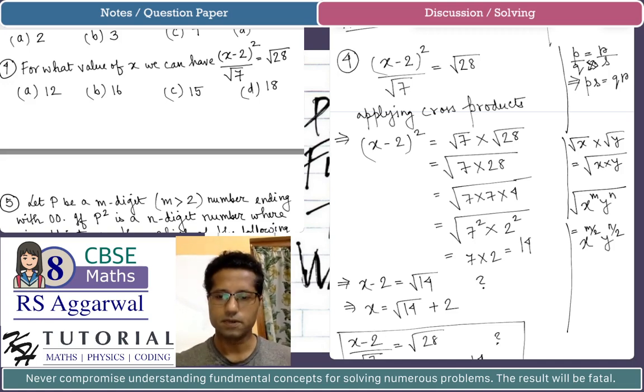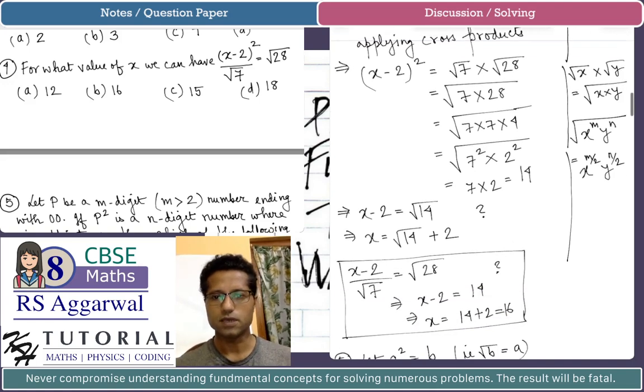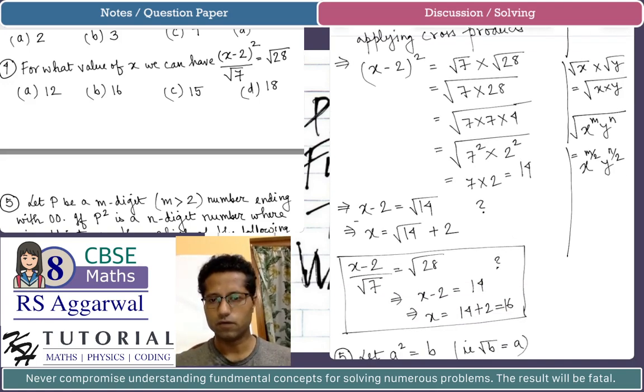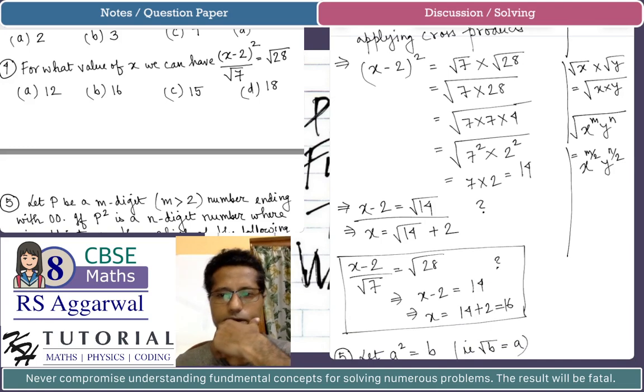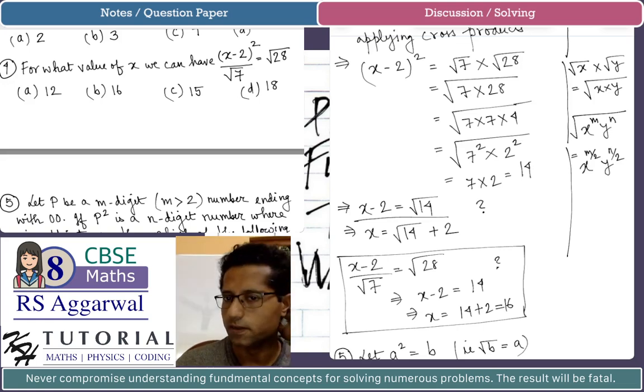So x minus 2 will be square root of 14. This is correct. But 14 is not a perfect square number. But the choices are given as natural numbers. And there is a choice 16. The closest choice can be choice B 16 if we somehow get x minus 2 is equal to 14.